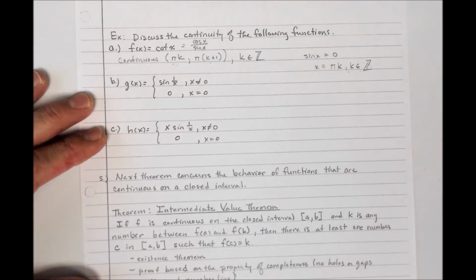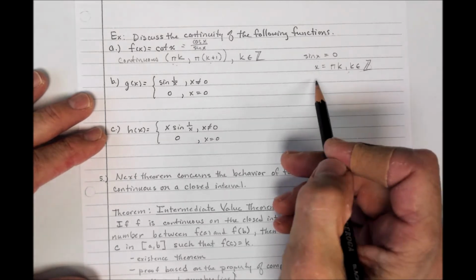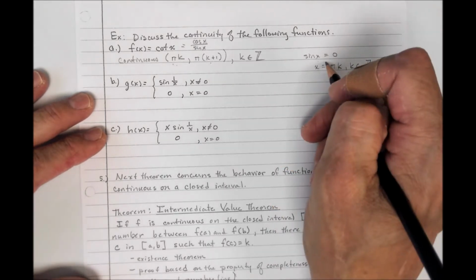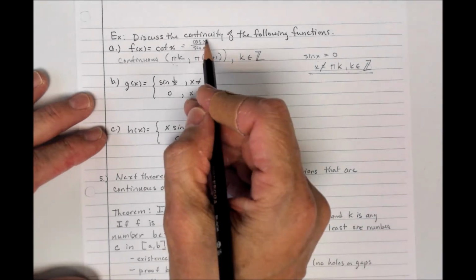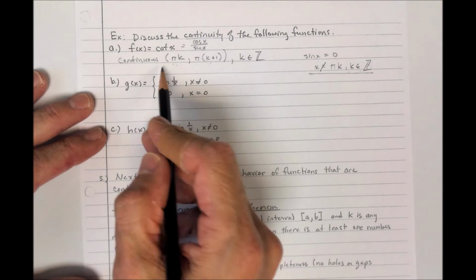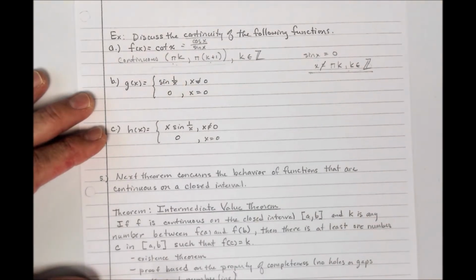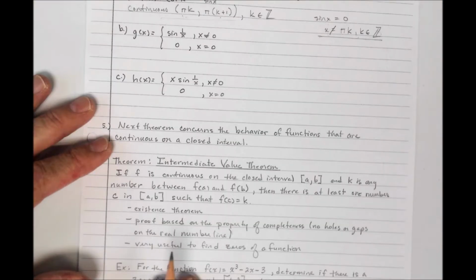Now, maybe the easier way out would be to just discuss where it's not continuous. You could say something like x cannot equal this. But since it says not discuss the discontinuity, it says discuss the continuity, I'd rather list it out this way. All right. Next guy up.